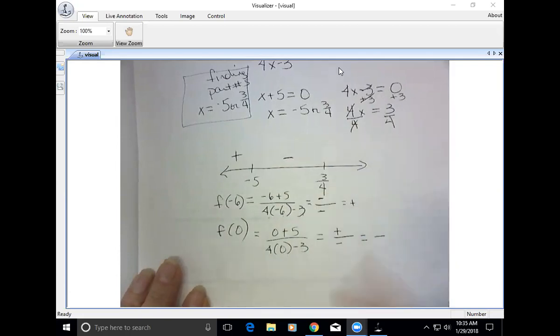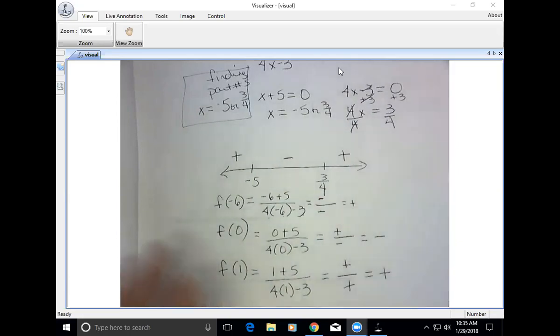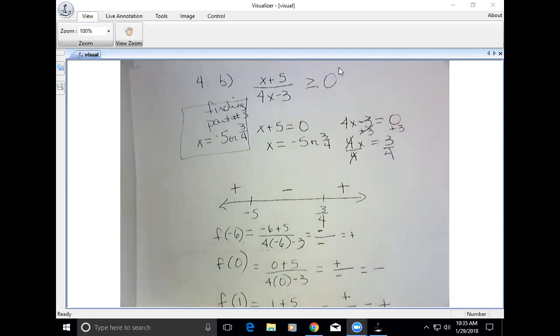All right, go to the right of 3/4. What's the next integer just to the right of 3/4? 1. That would give me 1 plus 5 on top over 4 times 1 minus 3 on bottom. Sign on top, plus over plus, which is positive. Okay, now look at our sign chart. Can you tell me how many intervals do we have that are greater than or equal to 0? How many places do you see plus signs? There are 2 intervals.